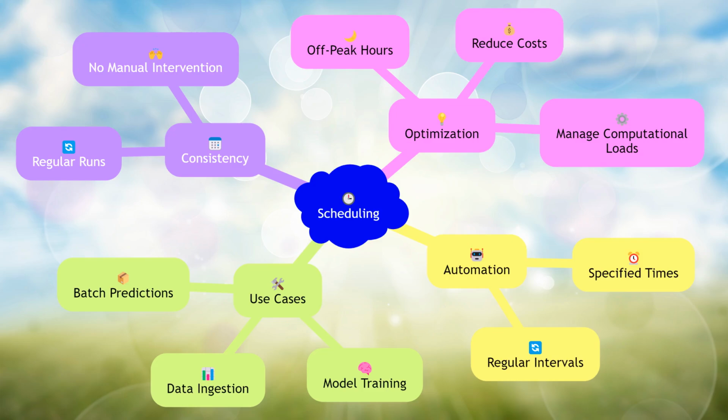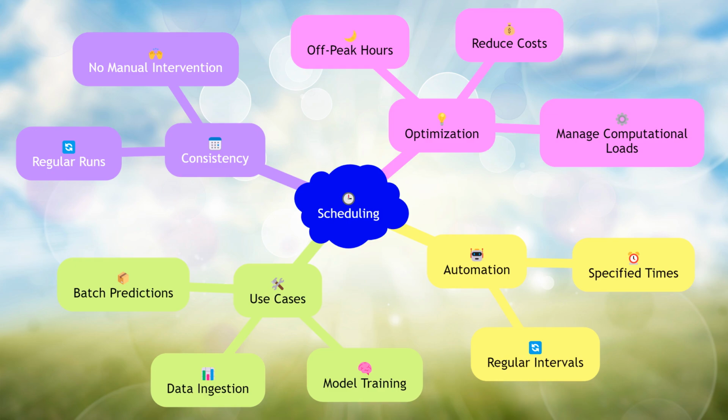Scheduling is another critical component of job run settings. It allows you to automate the execution of your script at specified times or intervals. This is particularly useful for tasks that need to run regularly, such as data ingestion, model training, or batch predictions. By setting up a schedule, you can ensure that your script runs consistently without manual intervention. Additionally, scheduling can help in managing computational loads by running resource-intensive tasks during off-peak hours, thereby optimizing resource usage and reducing costs.